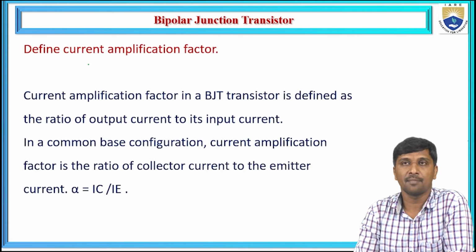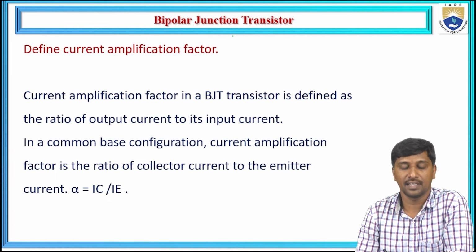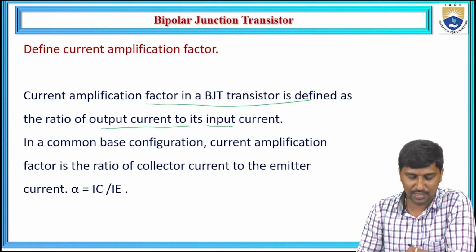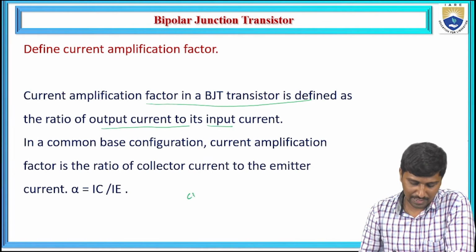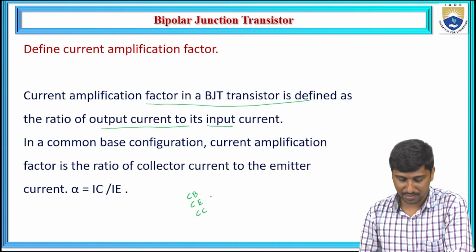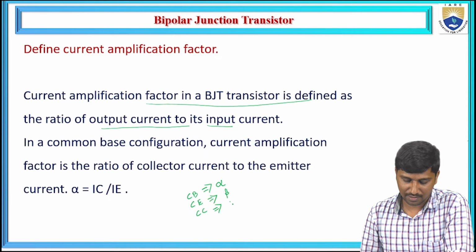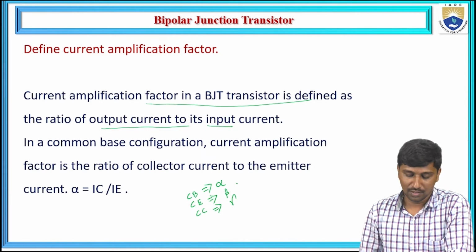Now we define the current amplification factor. Generally, the current amplification factor is defined as the ratio of the output current to the input current. So the current amplification factor in a BJT is the ratio of output current to its input current. Now we have three configurations: common base, common emitter, and common collector. In a common base configuration, the amplification factor is defined as alpha. In a common emitter, it is defined as beta. In a common collector, it is defined with gamma.